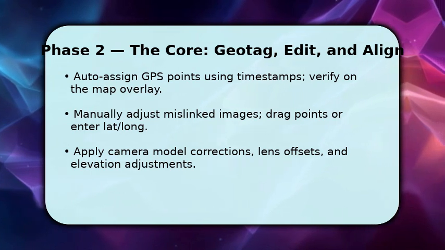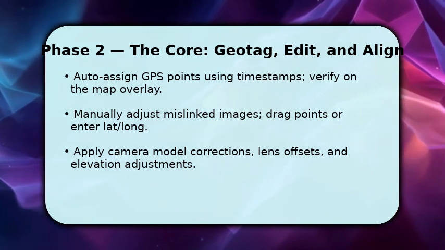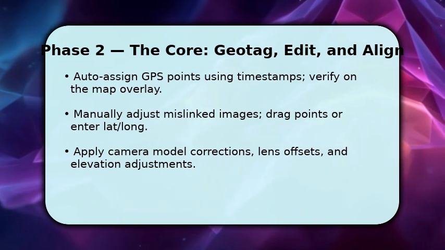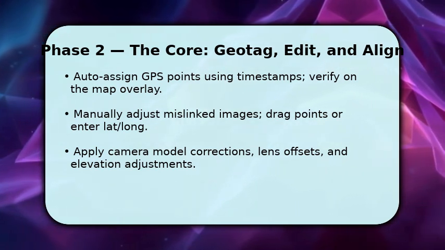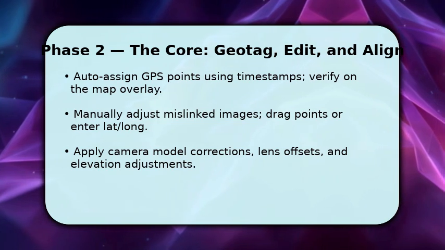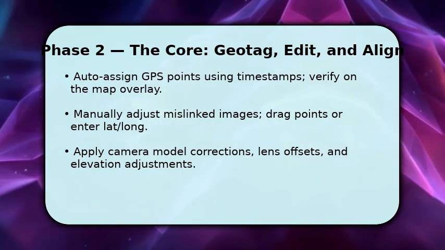Also apply camera model corrections and lens offset parameters, and adjust elevation where necessary so markers align with real-world terrain. These steps refine precision for downstream exports.